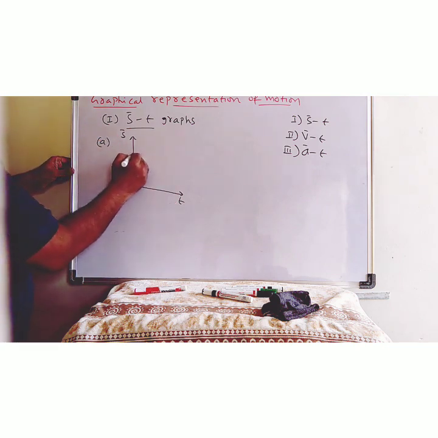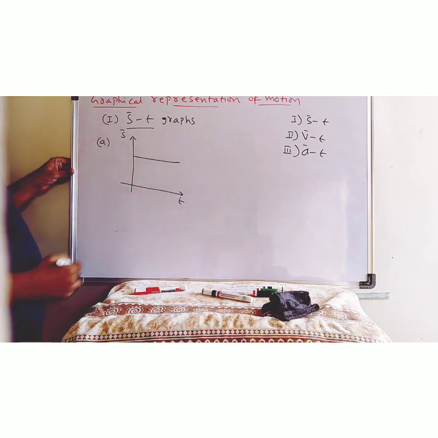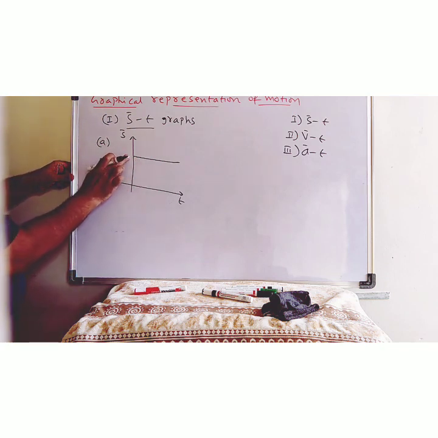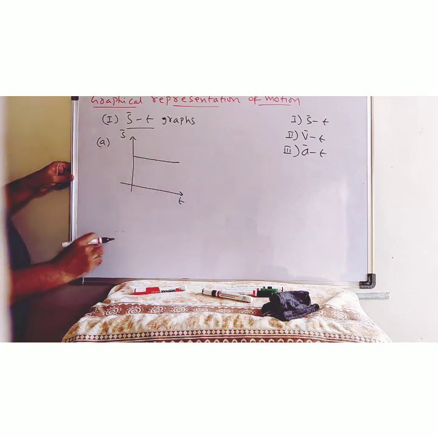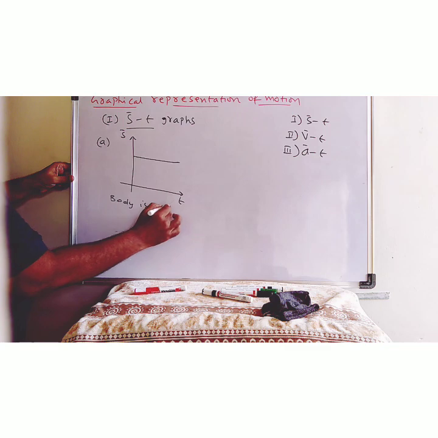Suppose they gave the graph like this. Now tell me what it shows. This one shows that the displacement is not changing at all. No change in displacement means what? The body is at rest.